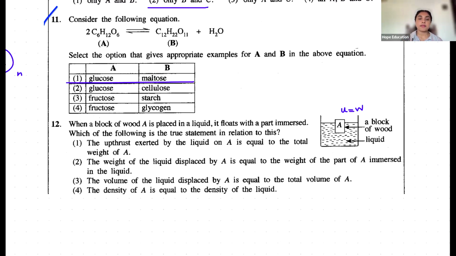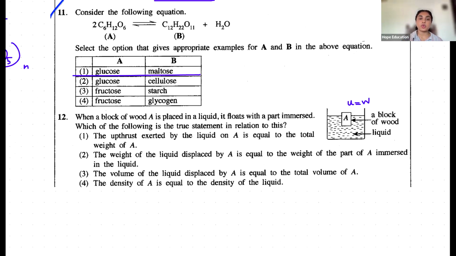Let's see. When upthrust exerted by the liquid on A is equal to the total weight of A, seems right. Weight of liquid displaced by A is equal to the weight of the part of A immersed in the liquid. Second sentence again, think. Have we learned something like this before?